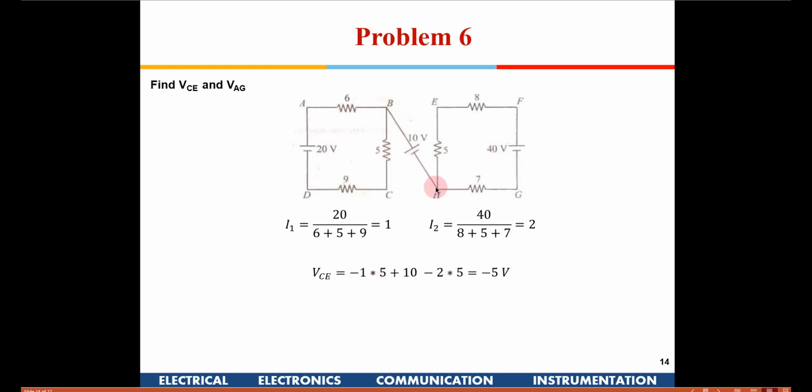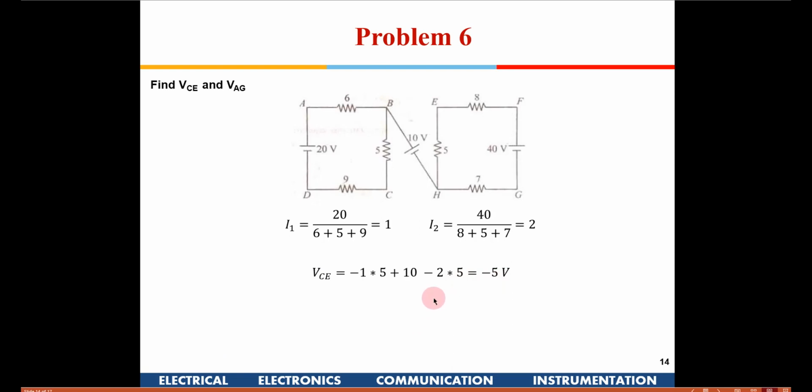And then from B to H, it is 10 volts. This is 10 volt, and then here also the current is going to flow from top to bottom, so it is minus 2 into 5, so minus 5 volt. Is it clear to all of you? How did we get this minus 5 volt? Gagan, is it okay?